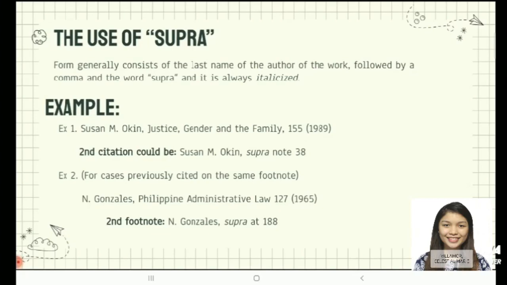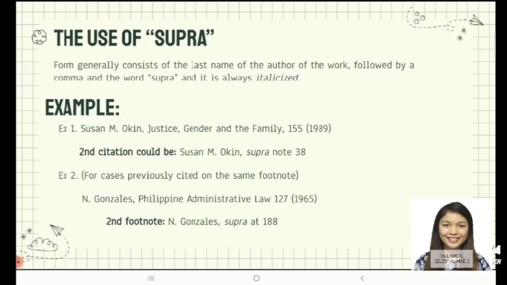We also have, for example, number 2, for cases previously cited in the same footnote. For example, in the footnote, N. Gonzalez, Philippine Administrative Law 127, 1965 can be found. And if you want to cite it again, you can put N. Gonzalez, supra at 188. Do not use "see note 15 supra" because it is too short and the full citation is too far removed, in which case the full citation should be repeated.